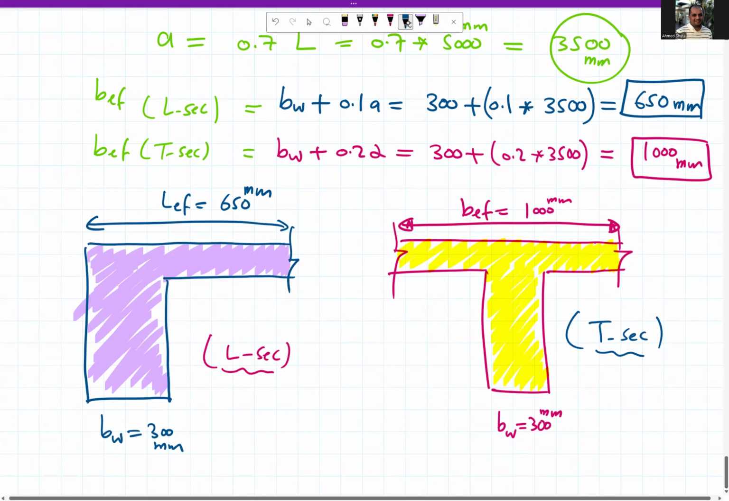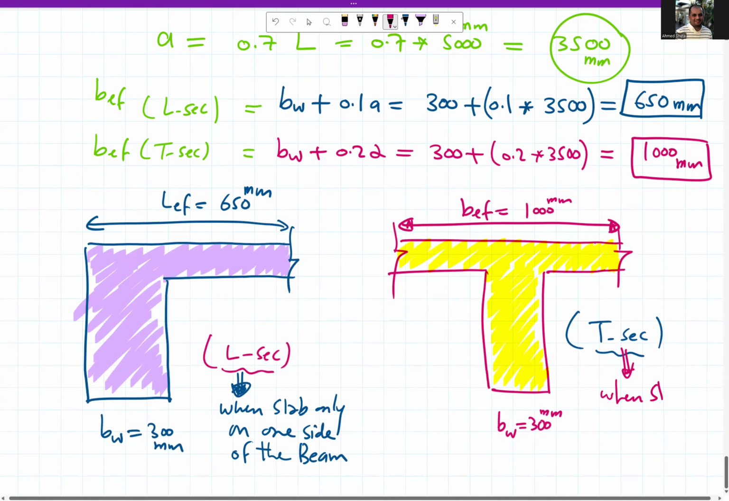The L section will be when slab is only on one side of the beam. Here, T section when slab is on both sides of the beam.